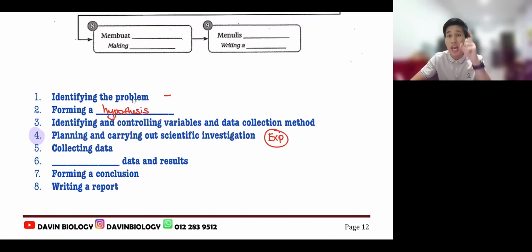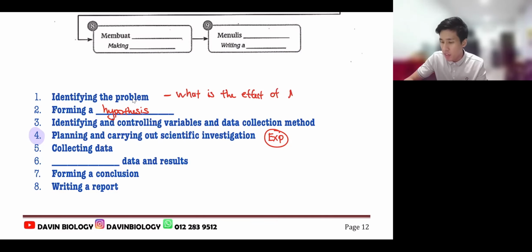Now, in your first term, they will ask this: state the problem statement. So the problem statement always ends with a question mark because it's a problem. So the way of writing it is like this: what is the effect of MV on RV? Question mark.